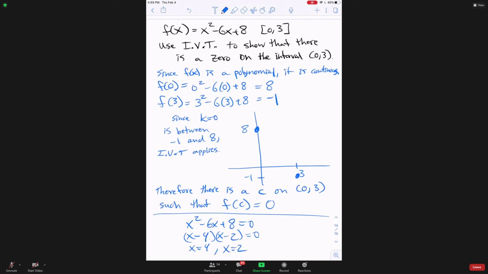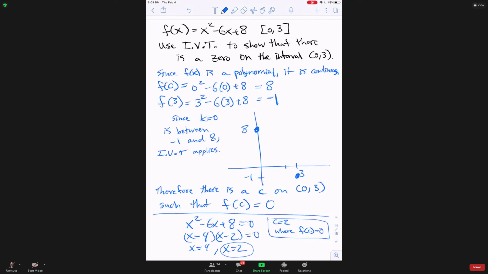So you're guaranteed at least 1, and we got 1, the 2. Why am I picking the 2 and not the 4? Yeah, 4 is outside of 3. Yeah, it's got to be between 0 and 3. So c has to equal 2, where f of c equals 0. Remember, I told you we're guaranteed one c in the interval 0 to 3.